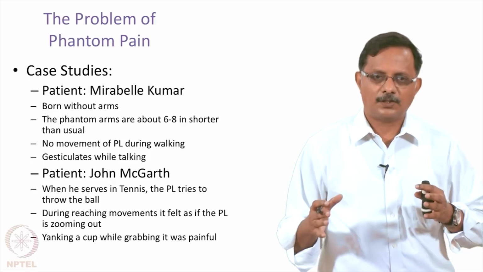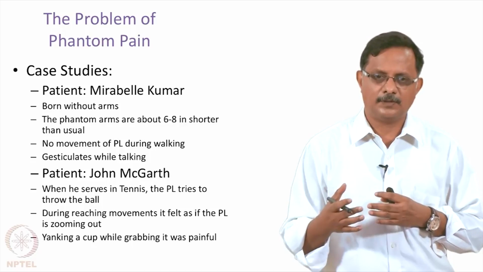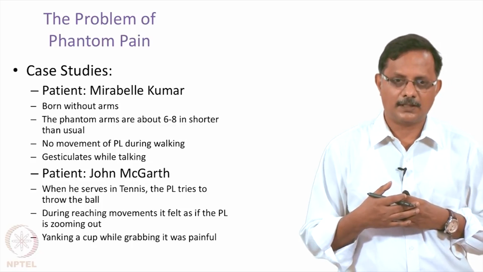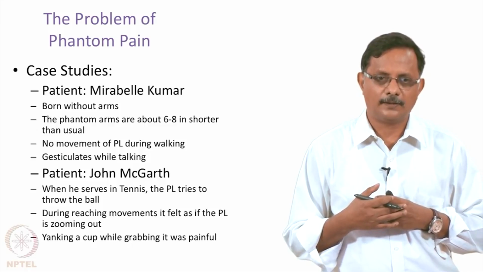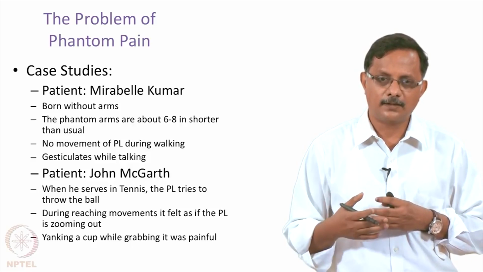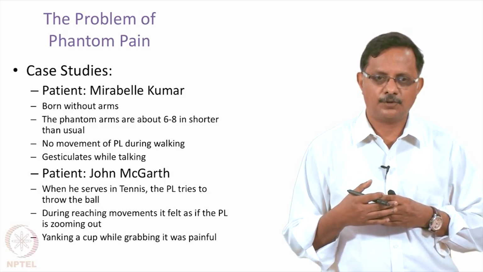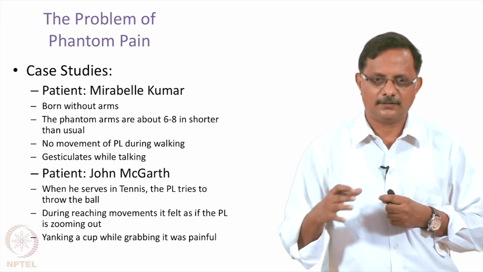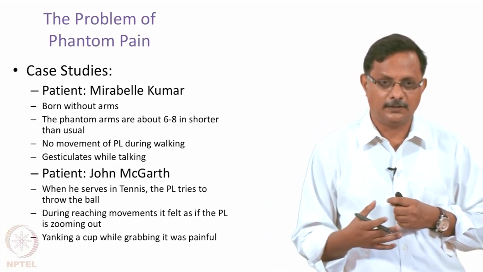So that gives some explanation of why there is a phantom limb sensation, but there is a real problem. The clinical problem associated with the phantom limb is phantom pain. There were several case studies which Dr. Ramachandran has looked at and reported in his book. One of them is a patient called Mirabel Kumar. She was born without arms, and her phantom arms are about 6 to 8 inches shorter than normal arms. There is no movement of the phantom limb during walking, but when the patient gesticulates during talking, the arm moves. So the phantom limb can gesticulate.